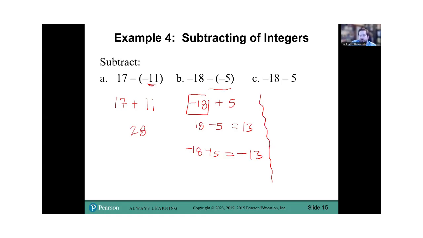And likewise with negative 18 minus 5, they're both negative, so I'll think about what 18 plus 5 is. Since they're both negative, their magnitudes will add together. 18 plus 5 is 23, and they were both negative, so my answer is that negative 18 minus 5 is negative 23.